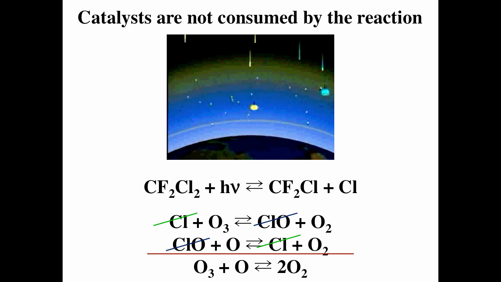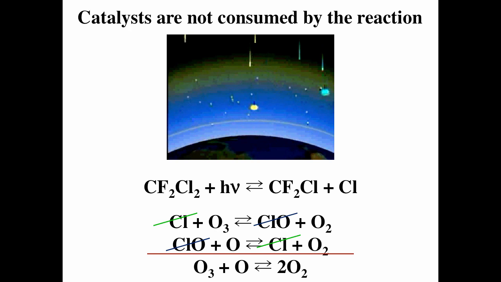Now, the reaction that depletes the ozone occurs in two steps. First, you have chlorine plus ozone going to ClO plus O2, and then you have ClO plus oxygen going to Cl plus O2. Now, if you add these two steps, you get ozone plus oxygen going to 2 O2. And so you see the depletion of ozone. Now, the chlorine is the catalyst, and so the catalyst is there at the beginning, it's there at the end, but it's not in the net equation. It doesn't take part in the reaction. Well, it's not in the net reaction. It doesn't get consumed by the reaction.